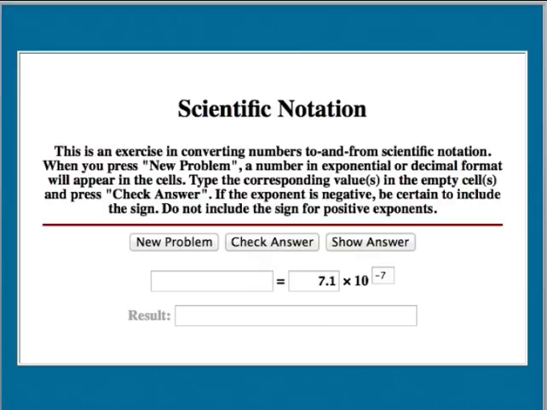Here we have 7.1 times 10 to the minus 7. Go ahead and write that in decimal format. Obviously, we have a negative exponent, so we're going to have a string of zeros in front, aren't we? It's a -7, so we're going to move here and then put 6 zeros after our decimal point. And we got it right again.